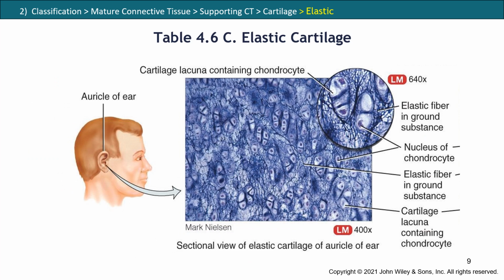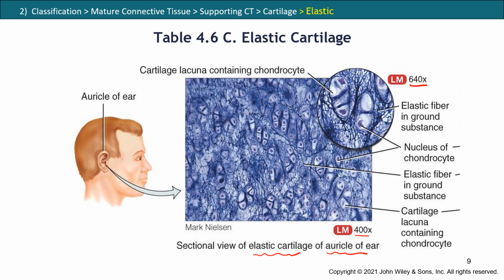Now let's look at the light microscopy picture that your textbook offers. I think that things are much easier now, because they follow the same pattern that we have talked about before. Here you have the elastic cartilage of the external part of your ear. In both the 400 magnification and the 640 magnification, you see the same thing.